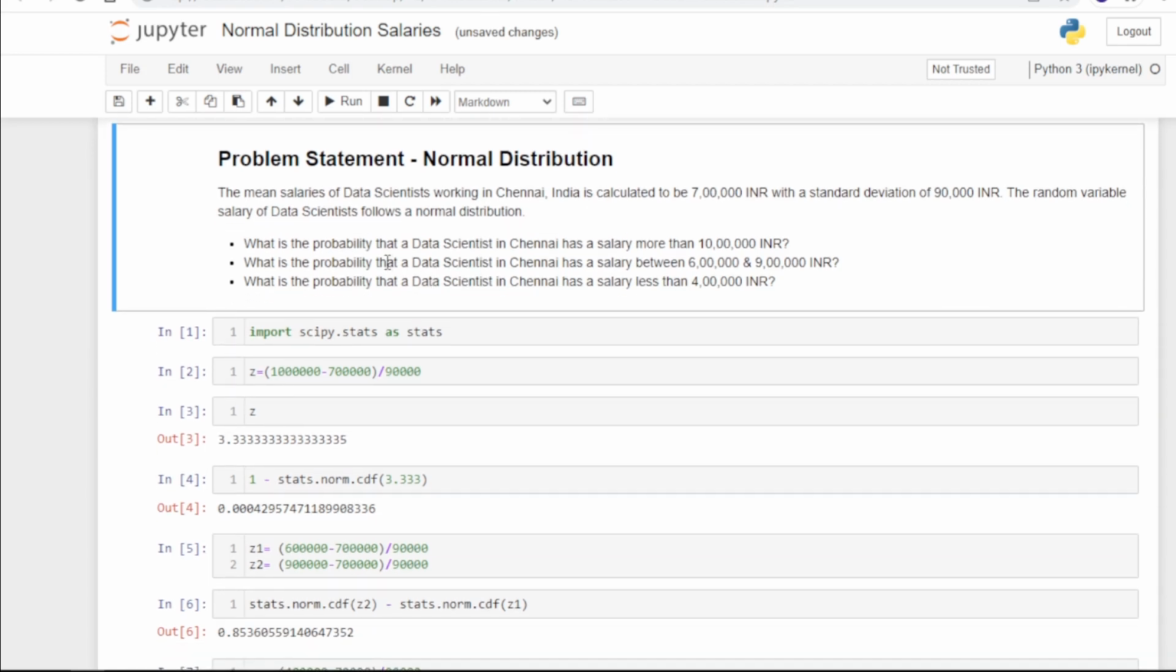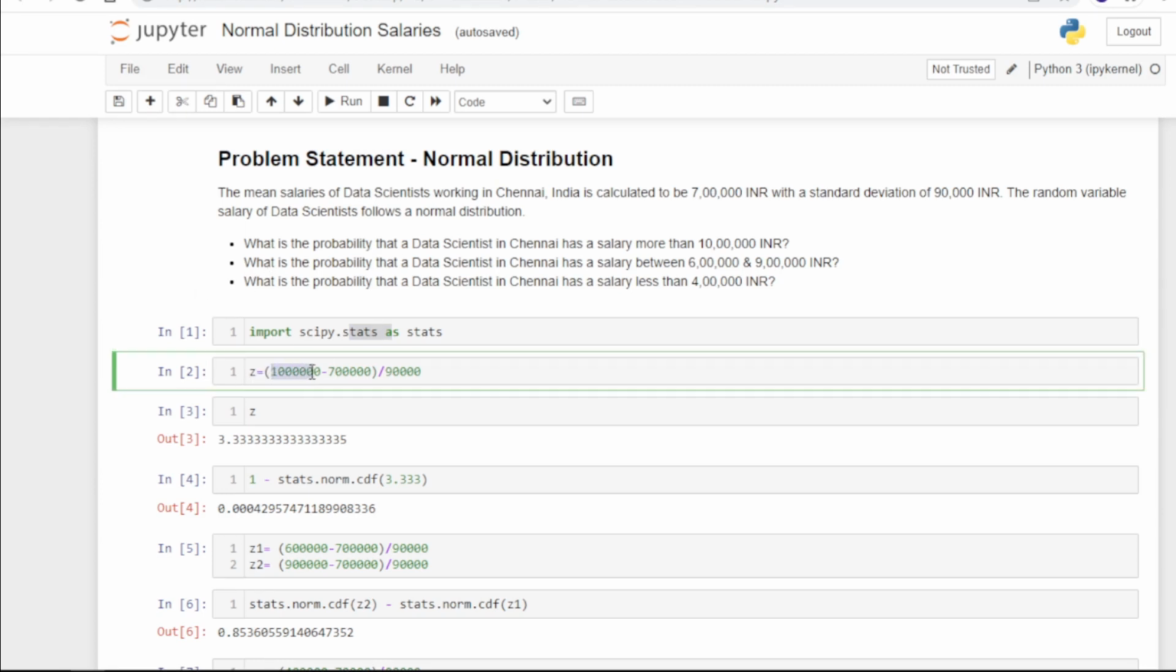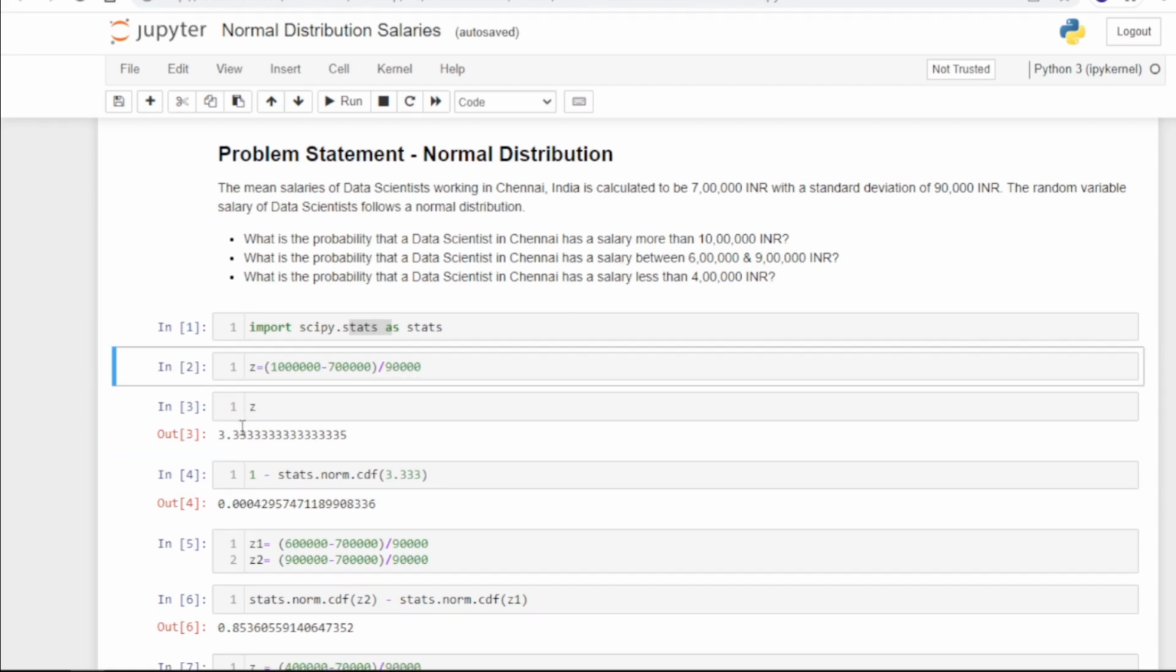So the first question is, what is the probability that a data scientist in Chennai has a salary more than 10 lakh? So again, to do that, we are importing stats from SciPy, and to get the Z-score of 10 lakh, we are subtracting 10 lakh with our mean value, that is 7 lakh, and dividing that with the standard deviation of 90,000. So this way we will get the Z-score for the salary of those data scientists who are working in Chennai, right? And their salary is more than 10 lakh. Okay, so this is 3.3.